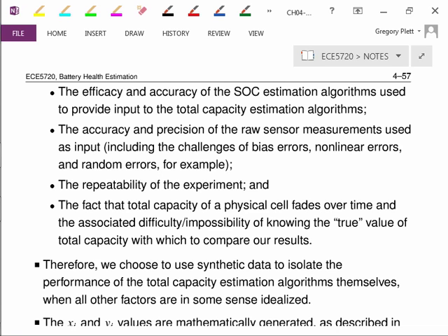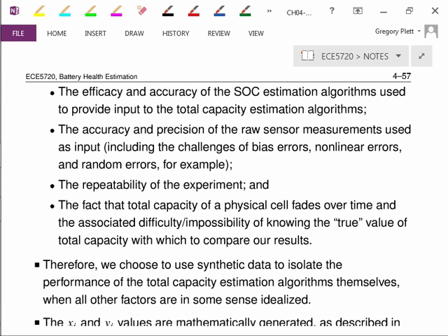In the simulation, I'm not going to have to deal with challenges of bias errors and nonlinear errors and things like that, so I can at least look at the best case scenarios for the capacity estimators to see how they work there before I start adding in some of these real life effects to evaluate those as well. Also, with simulation, I can repeat the experiment, changing maybe one parameter only to see what impact that has, but in real life I can't repeat over again.